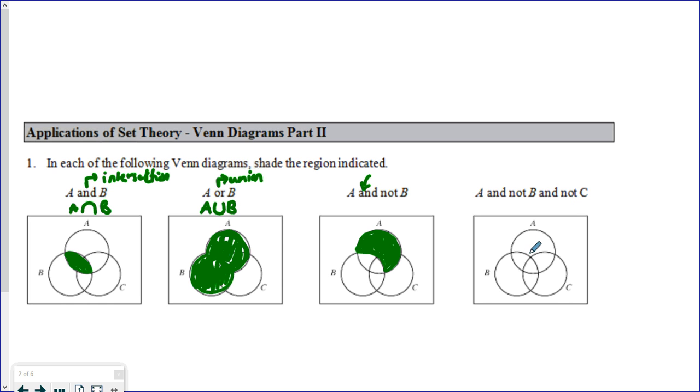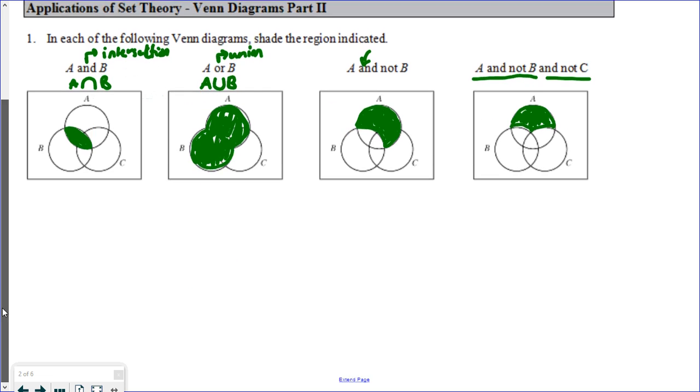A and not B and not C. So this is the last one, and it's tying together, but now it's also saying that we don't want anything that's in C. So it's going to be close, but now we're not going to have anything that intersects with C. So it would actually be that portion that is A and not B and not C. So you should be able to shade those types of diagrams.